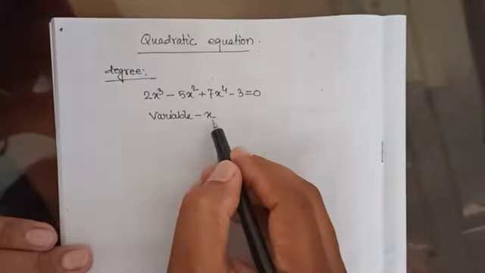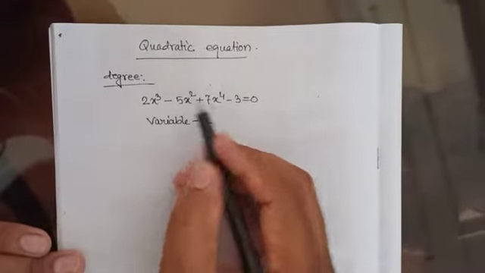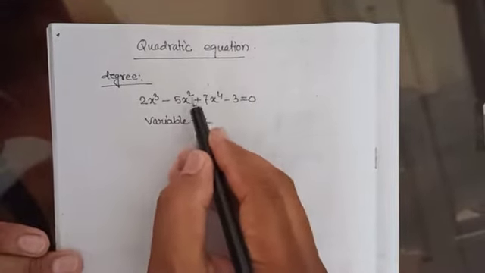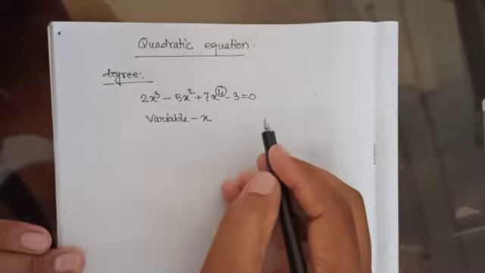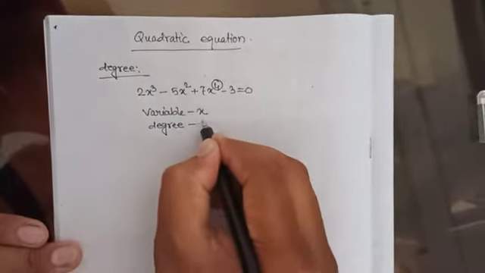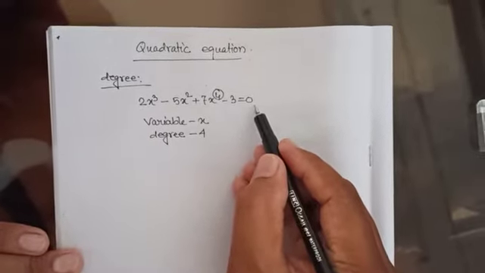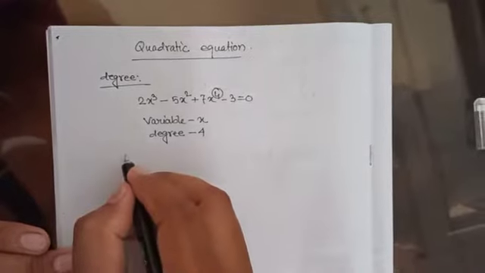So the variable is x, and the highest power of the variable is called the degree. Which one is the highest among 3, 2, 4? Here 4 is the highest power. So the degree of this equation will be 4. We can say this is a 4th degree equation of one variable x. Let me consider one more example.